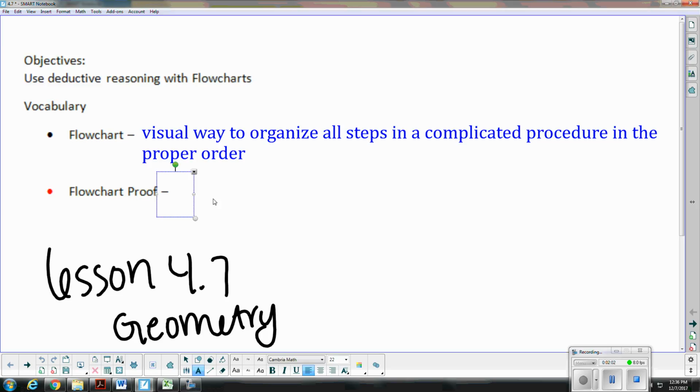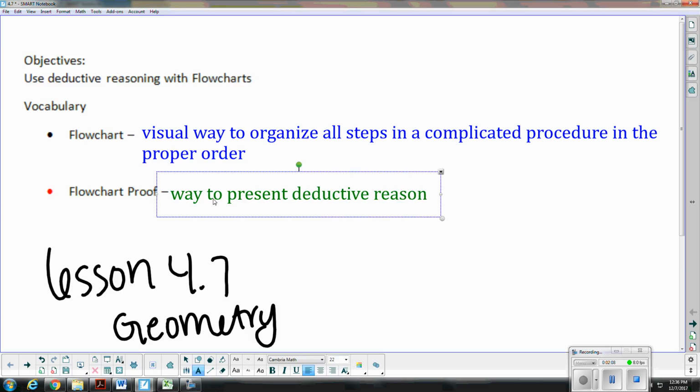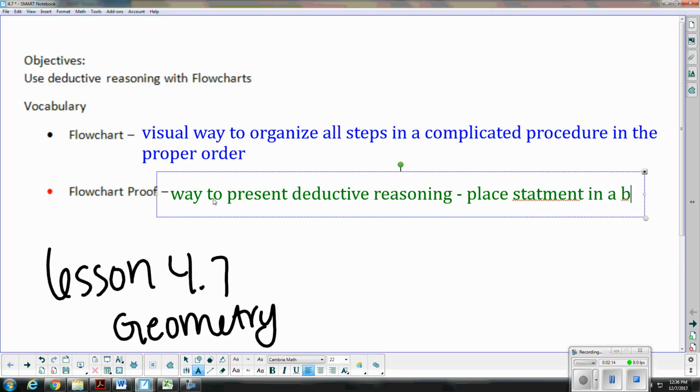So a flowchart proof is a way to present deductive reasoning. We're going to place each statement in a box and write how we know that statement below.